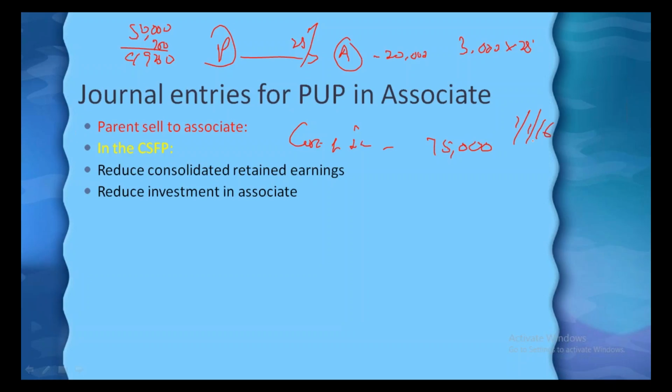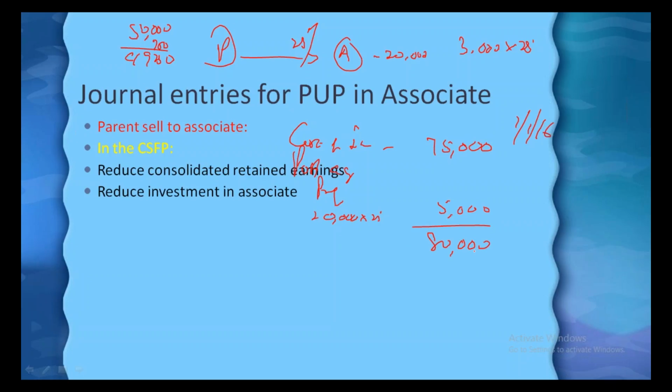When they earn 20,000 income, company P is entitled to 25% of that 20,000. So the post-acquisition profits, from the day that we took over the company, are 20,000, and 25% is our share. So 5,000, we will add it up. And this is how I will show my cost of investment in associate in the consolidated statement of financial position.